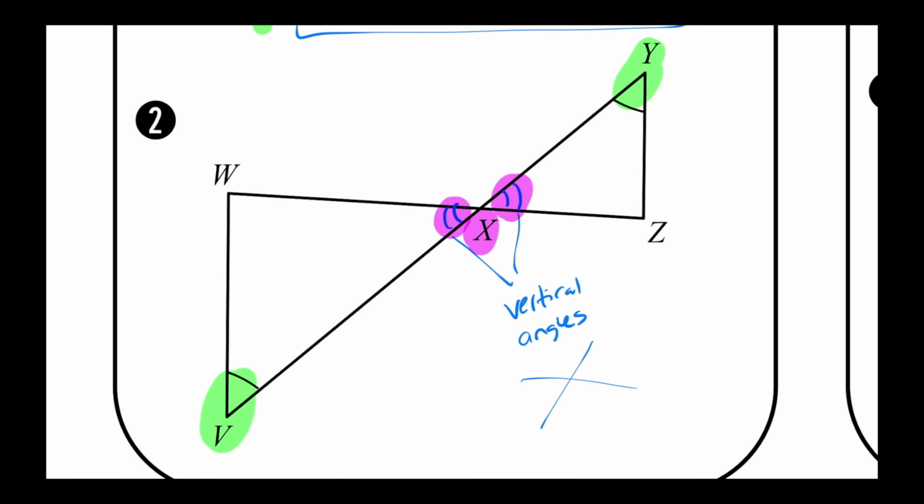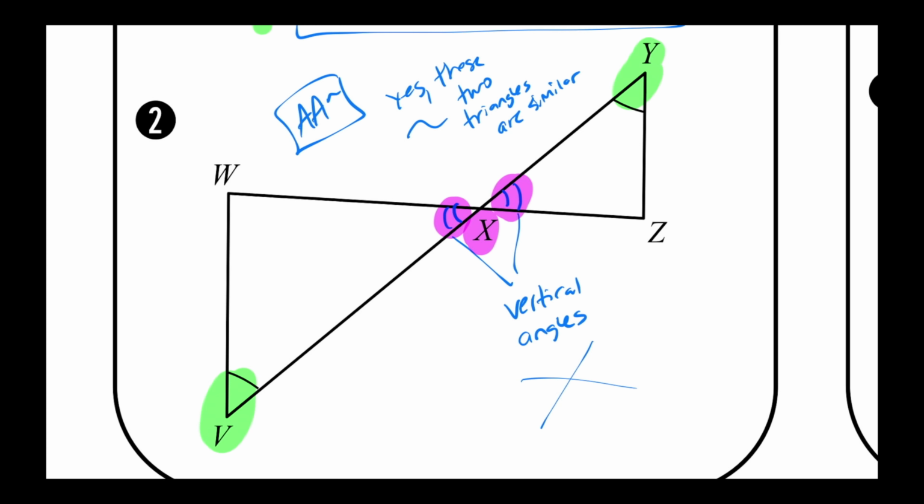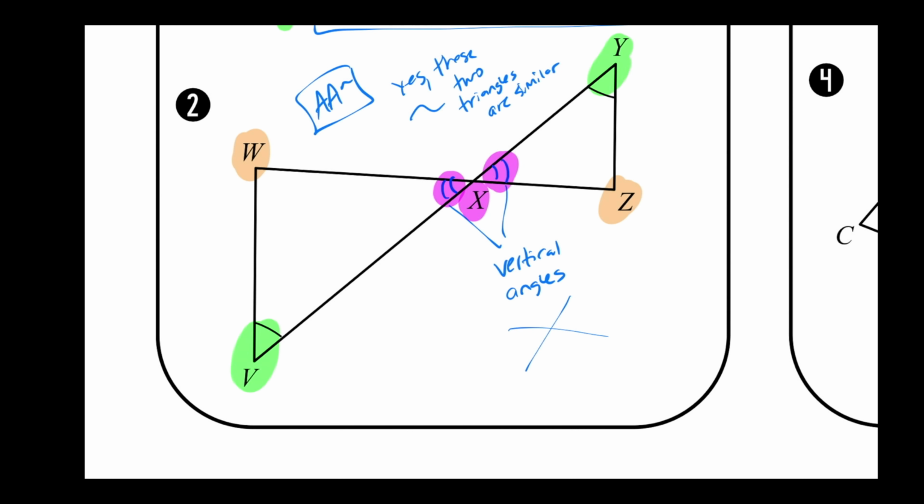And so if we have two pairs of congruent angles, guess what we can say? These two triangles are similar. So we can say, yes, these two triangles are similar. And how do we know? They're similar because of angle-angle similarity. If those two angles are congruent, then these two angles are congruent. And so now we can write our similarity statement. We can say triangle blah, blah, blah is similar to triangle blah, blah, blah.